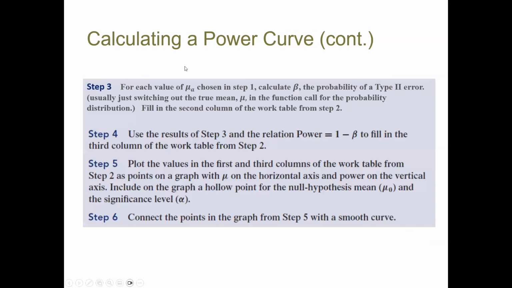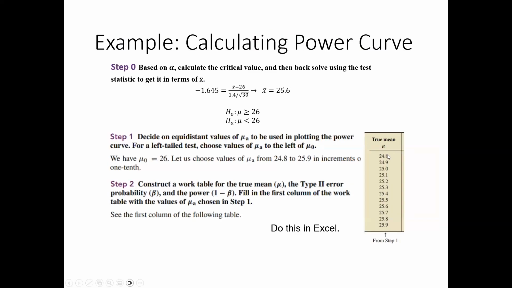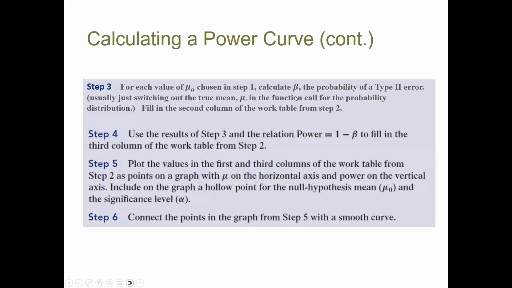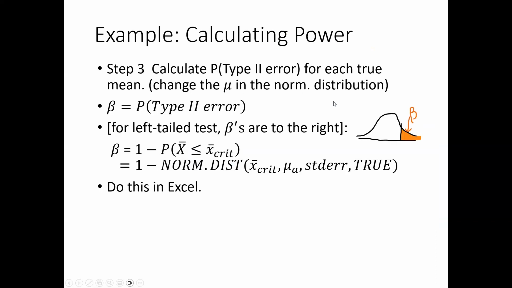So the next thing is we're going to go ahead and for each value of mu A, and mu A means actual. So let me just go back a second. What we're going to assume in our thought experiment, basically, as we develop this power curve, is what if the true mean was 24.8? Then, okay, what's the power for that? What if it was 24.9? What if it's 25? So each one of these we're going to refer to as mu sub A for actual, or true mean. So we're going to use each one of those, and we're going to calculate the type 2 probability. So let's go ahead and do that.